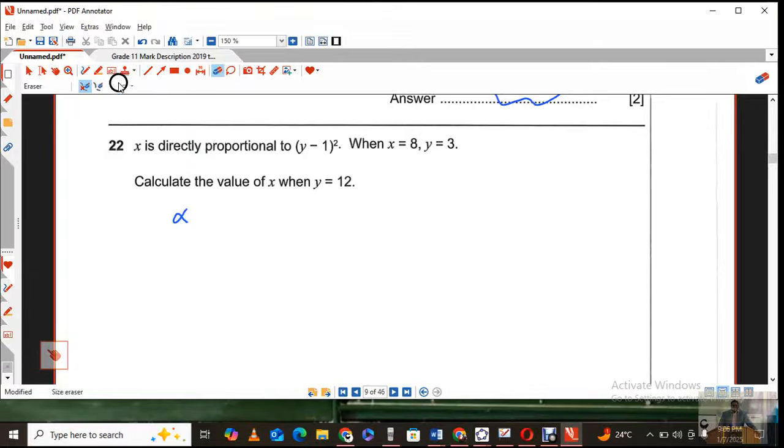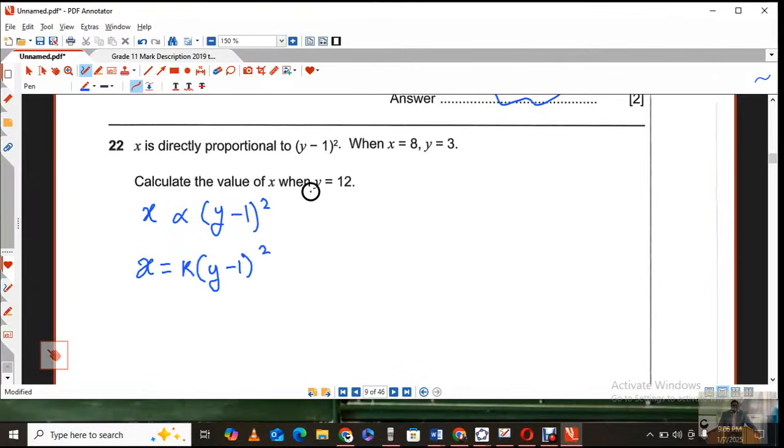Why did I write that twice? x is directly proportional to y minus 1 all squared. You don't have to write that down. So what does it mean? In the equation language, we have to have x is equal to some constant of proportion times y minus 1 squared.